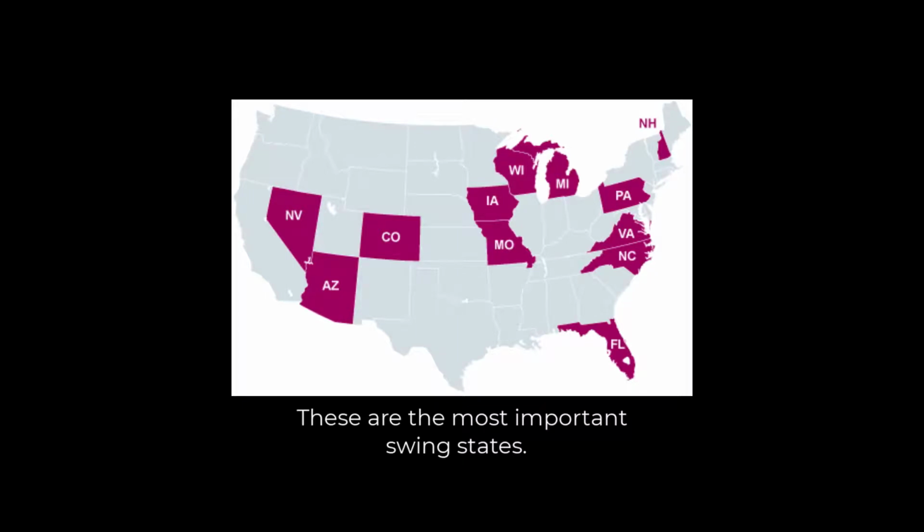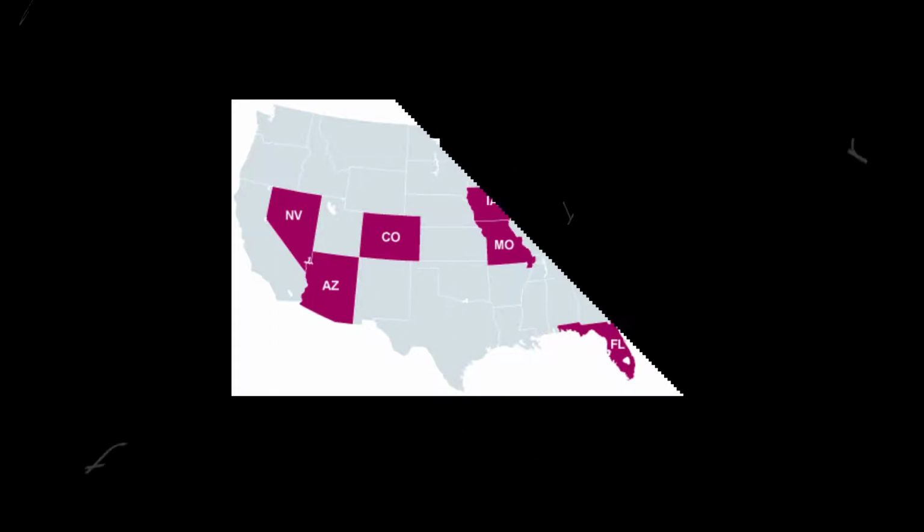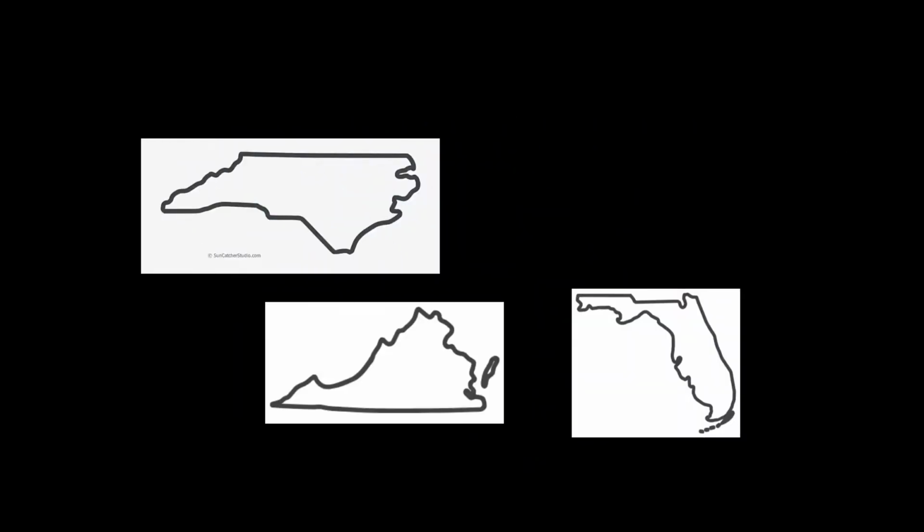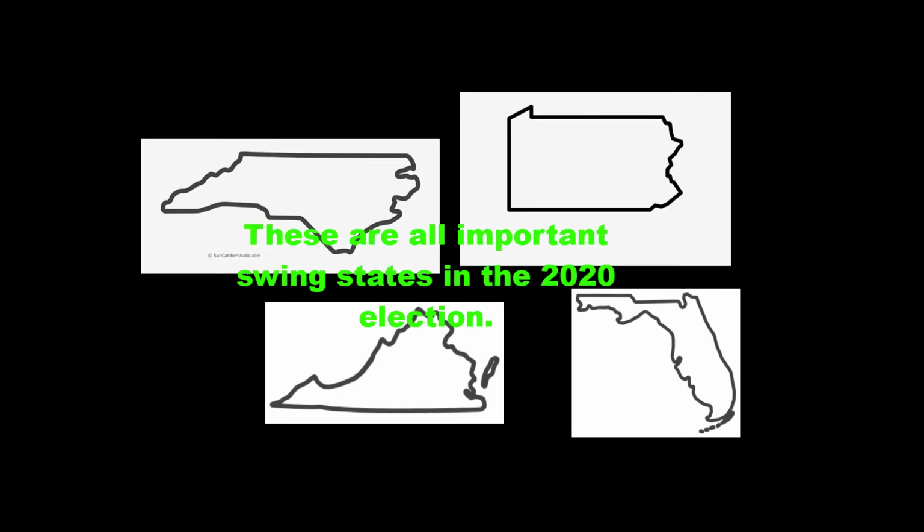This includes North Carolina, which voted for President Obama in 2008, but for Mitt Romney in 2012 and Donald Trump in 2016. No Republican has ever won the presidency without winning Ohio, and George W. Bush won the presidency because he won Florida.